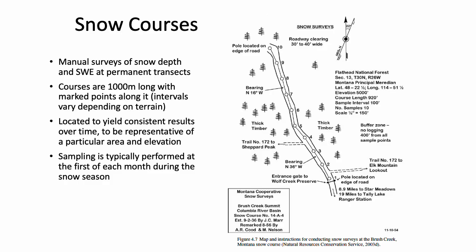But the nice thing about snow courses is that they measure through a meadow and through the trees, so you're capturing a lot more of that variability. They're typically anywhere from three-quarters to a full kilometer long, marked with points along these intervals, depending on the terrain. So you're really sampling across the terrain, and it can be perhaps a better way to characterize the snow accumulation and melt processes.